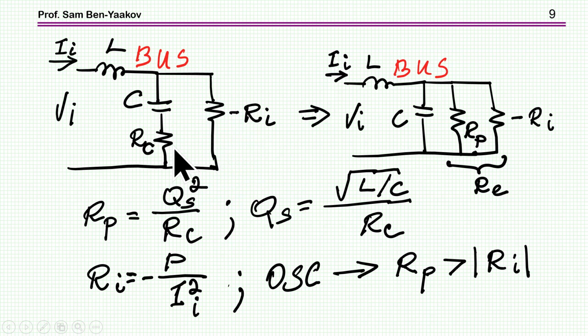And as I showed in the first part, you can convert this to the parallel combination here. And here are the rules: this is the conversion between the R_P and R_C, and the definition of the quality factor. And then we know that the oscillation will commence if R_P is larger than the absolute value of R_in. That is, in order for the system to be stable, R_P has to be smaller than the absolute value of R_in, the incremental resistance of the converter.